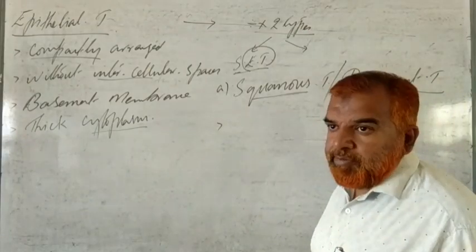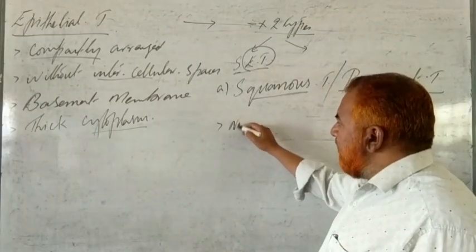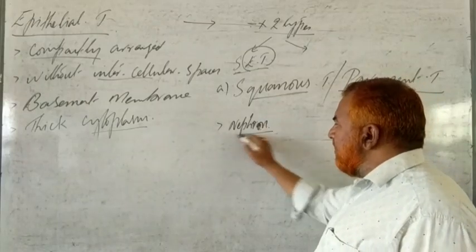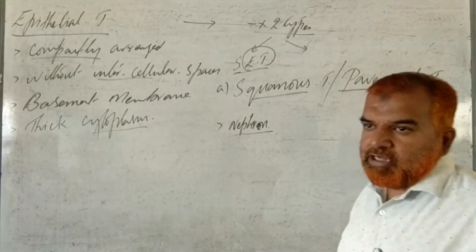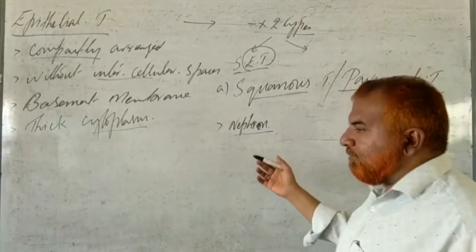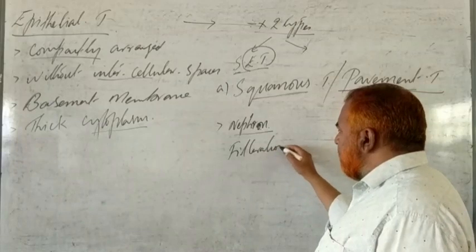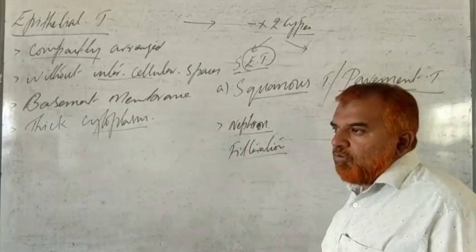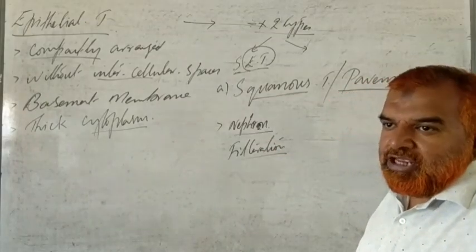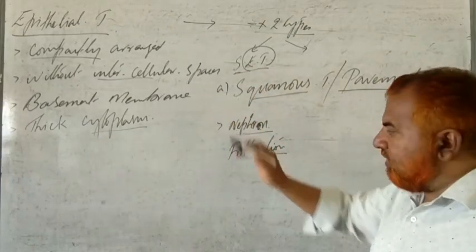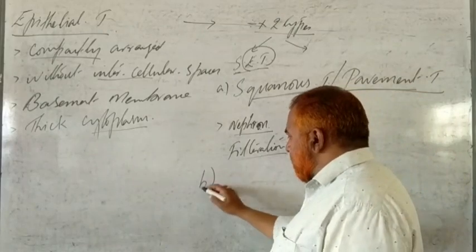Clear? It is found present in the nephron. It helps in absorption. It is found present in Bowman's capsule, where it helps in filtration. It is found present in the PCT, the proximal convoluted tubule, where it helps in secretion and filtration. Squamous epithelial tissue. The characteristics are the same.